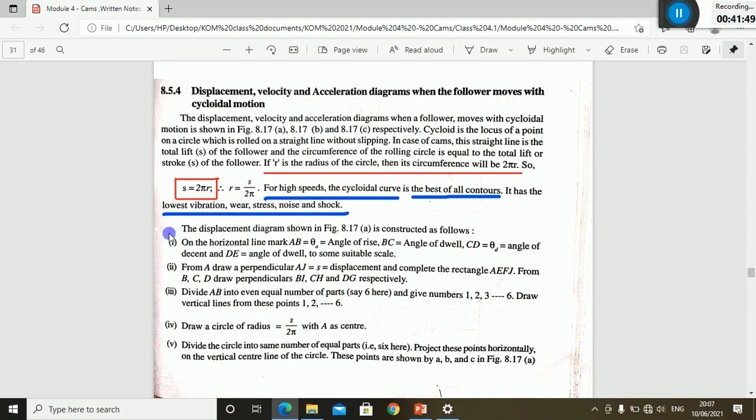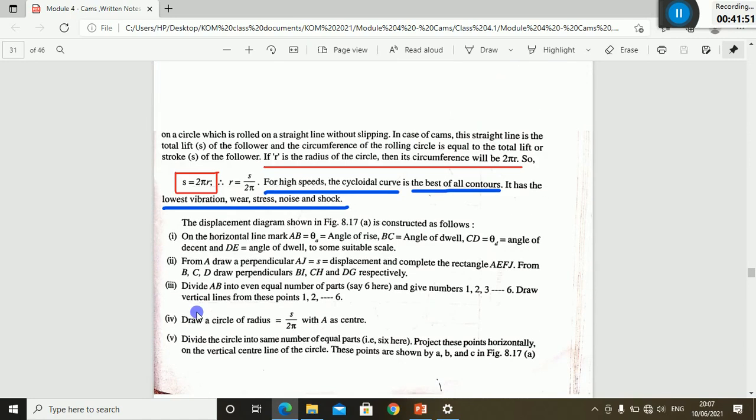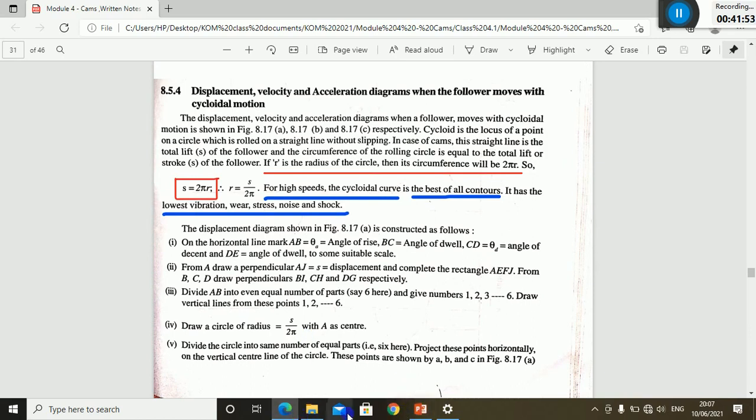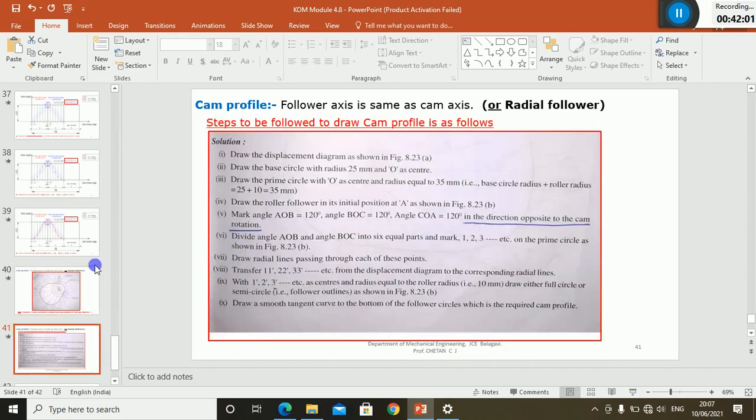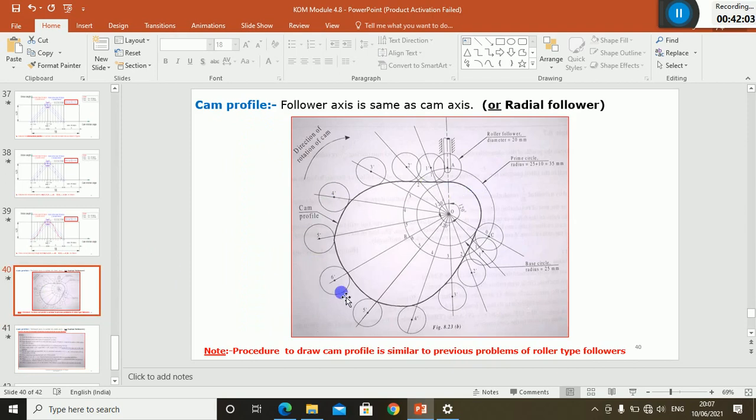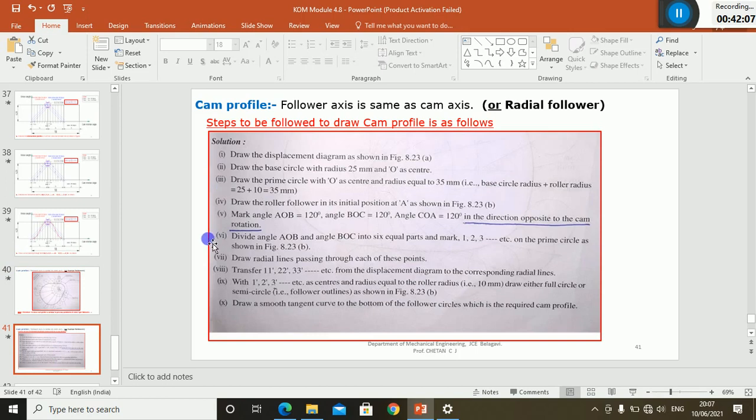Okay, so these are the steps you can go through, and from the RS Khurmi textbook you can try some more problems so that you'll get more confidence. So you can take this cam profile drawing as an assignment, and just go through these steps, you'll get the answer.